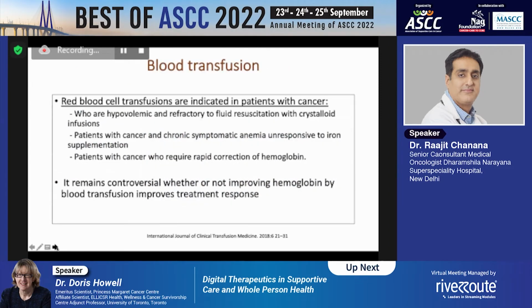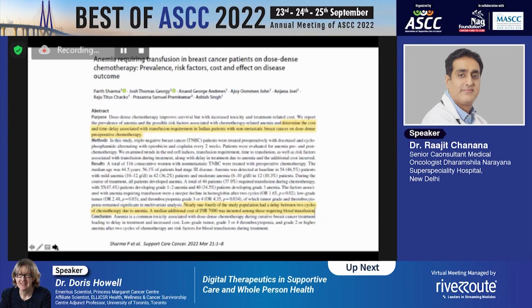Red blood cell transfusions are indicated in patients with cancer who are hypovolemic and refractory to fluid resuscitation, especially in the setting of blood loss, patients with cancer and chronic symptomatic anemia who are not responsive to iron supplementation, and patients with cancer who require rapid correction of HB. It remains controversial whether or not improving HB by blood transfusion improves the treatment response. So it's all based on the clinical scenario and the judgment of the treating physician, and obviously the intent of the treatment and the rapidity with which we want the anemia to be corrected.